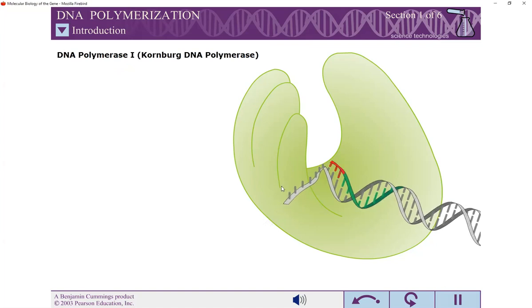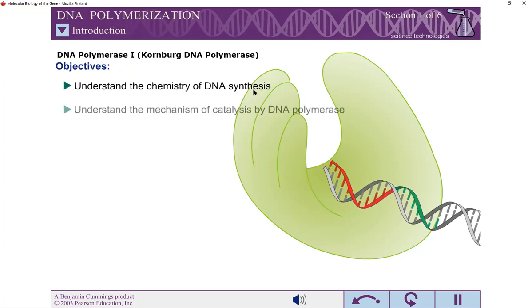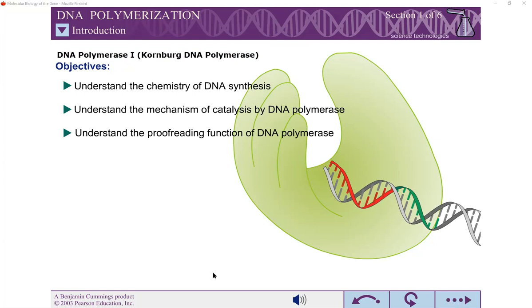Passed on from a parent cell to a daughter cell, the parental DNA must be copied into two identical daughter DNA molecules. When you have completed this exercise, you should understand the chemistry of DNA synthesis, understand the mechanism of catalysis by DNA polymerase, and understand the proofreading function of DNA polymerase. Okay. So we must understand the chemistry of DNA synthesis, how it actually takes place. In which manner is the DNA being biosynthesized in the cell?